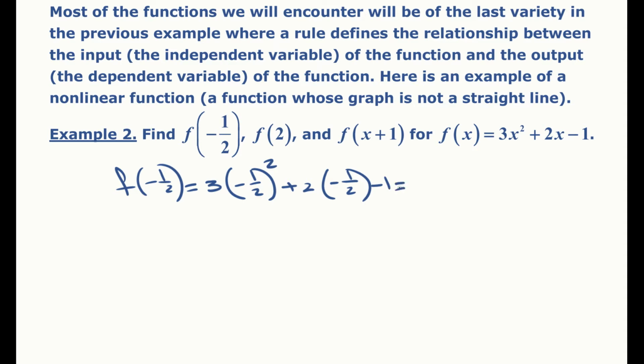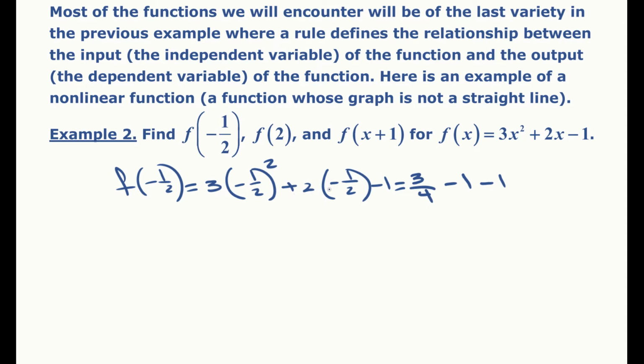So we end up with negative 1/2 squared, of course, is going to be 1/4 times 3 will give us 3/4. And then this 2 times this negative 1/2, positive times negative will be negative. 2 times 1/2 is, of course, 1, right? And then we have a minus 1 at the end that we don't want to forget either, right? Just like that. All right, so notice we have negative 1/2 squared, which is 1/4 times 3 gives us the 3/4.